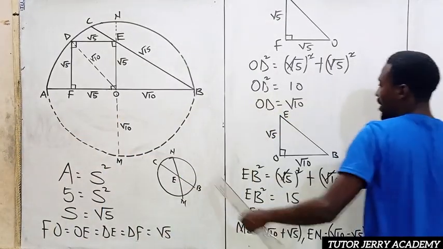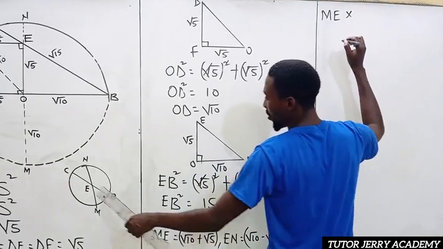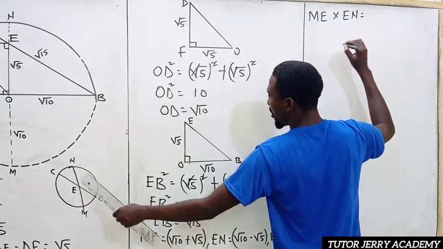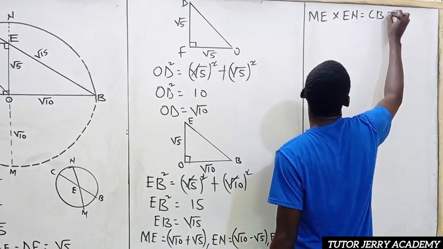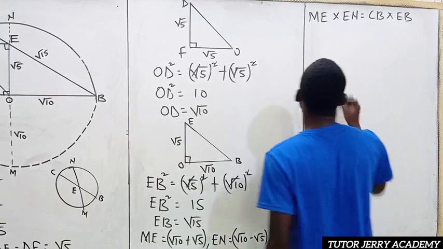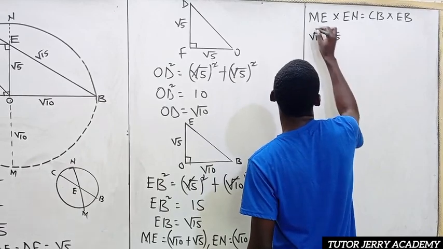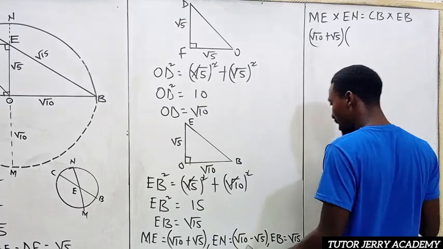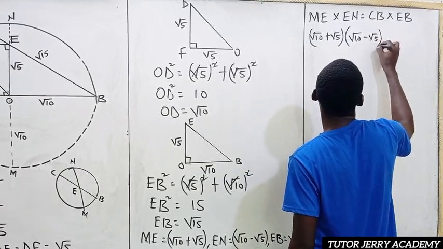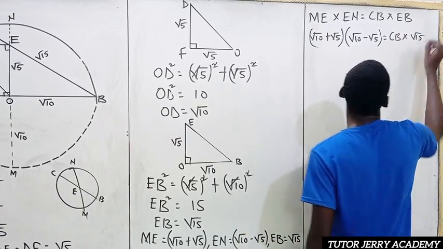So now it means that ME multiplied by EN will be equal to CE multiplied by EB. So what is our ME? Our ME is root 10 plus root 5. What is EN? EN is root 10 minus root 5. CE now, then EB is root 15. So this is what we want to find out.